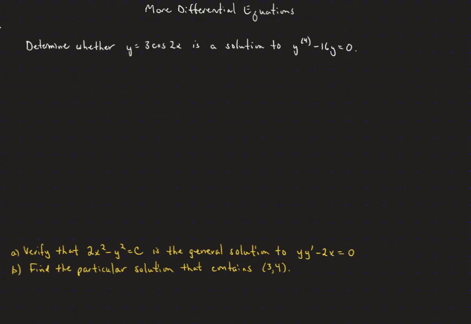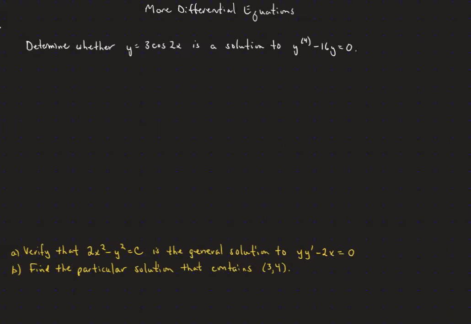We're going to do some more practice on this video with differential equations and try to solve a few of them or determine if they are solutions. So our first problem is to determine if y equals 3 cosine 2x is a solution to the differential equation y to the fourth, or the fourth derivative of y, minus 16y equals 0. So we're going to need to know what the fourth derivative is.